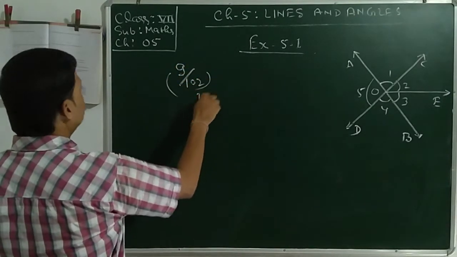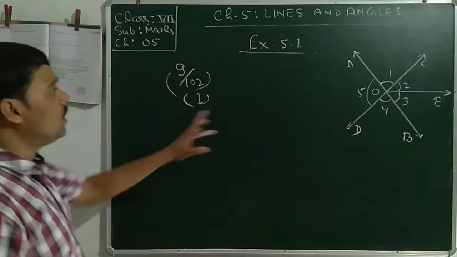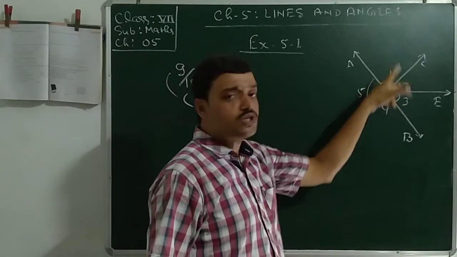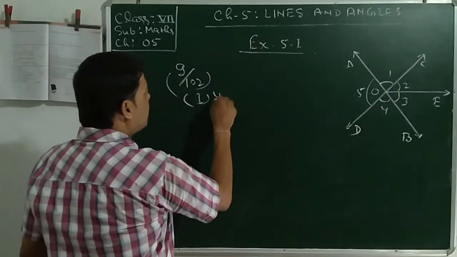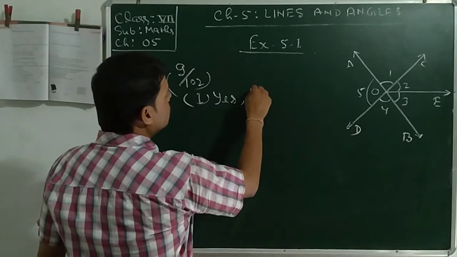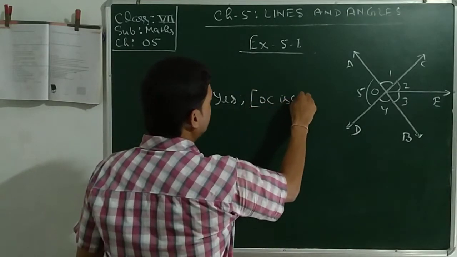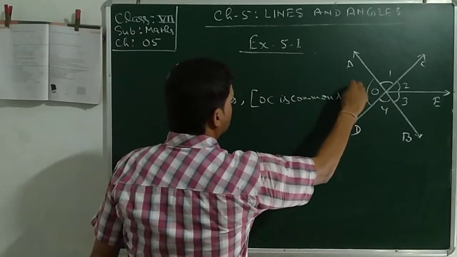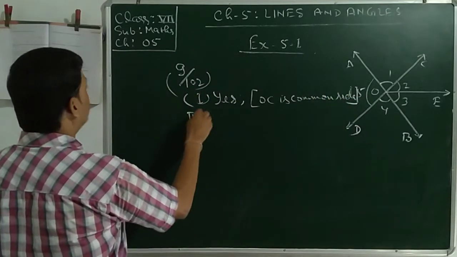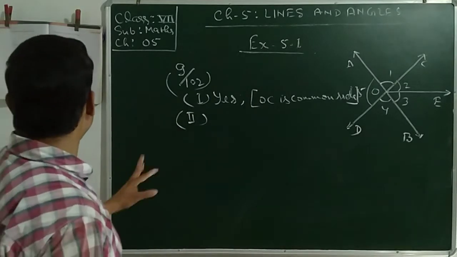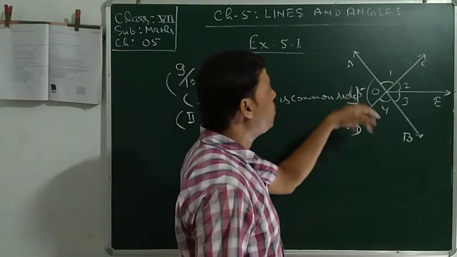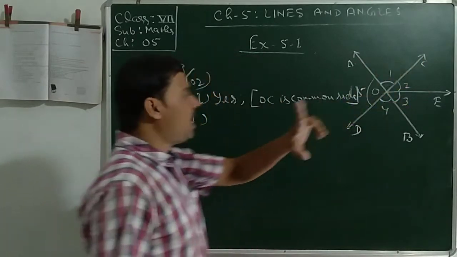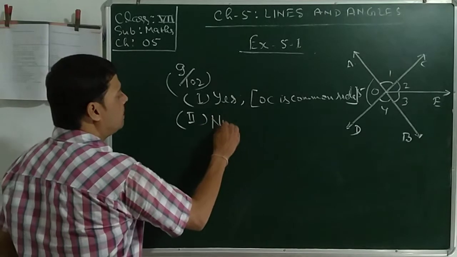In the first part, is angle 1 adjacent to angle 2? Angle 1 and angle 2, OC is the common side. So we can write yes because OC is the common side. Second part. Is angle AOC adjacent to angle AOE? No, they are not adjacent.